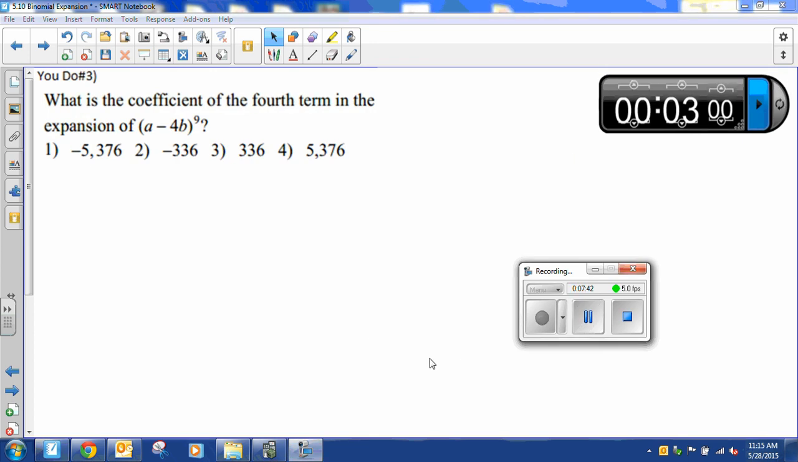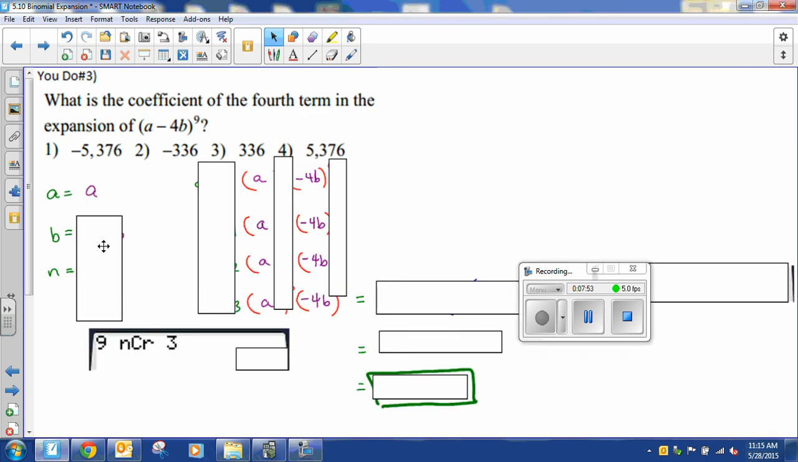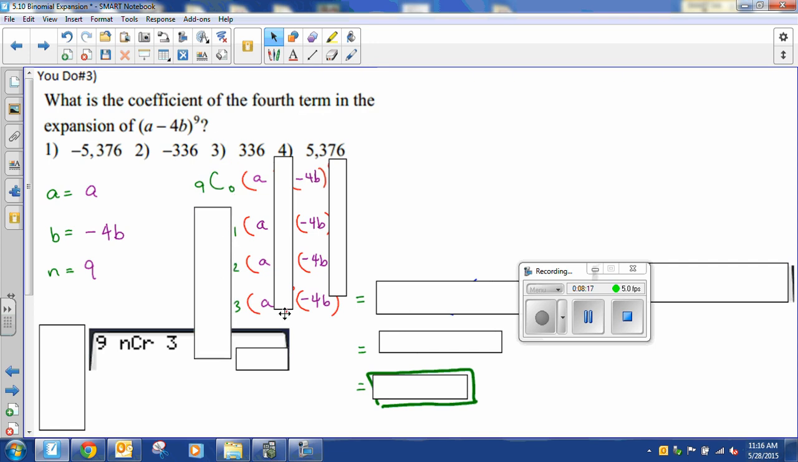Number 3, what is the coefficient of the fourth term in the expansion of a minus 4b to the 9th power? A is a, that's easy. B is negative 4b. Notice that we need to make this negative because in the binomial theorem it's a plus b. So because it's minus 4b, this is actually a plus negative 4b. And n is 9. So since they want to know the fourth term, we only need to produce 4, concentrating on the fourth term of the expression in the expansion.